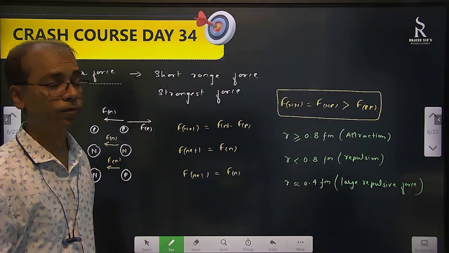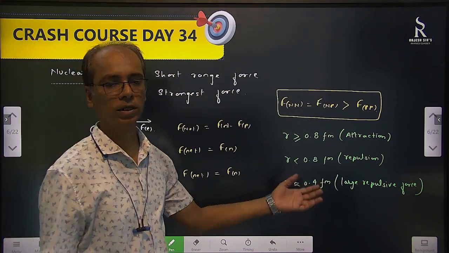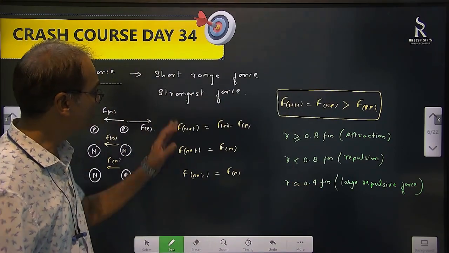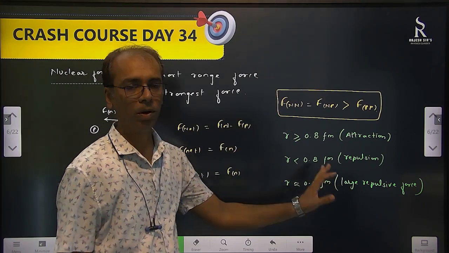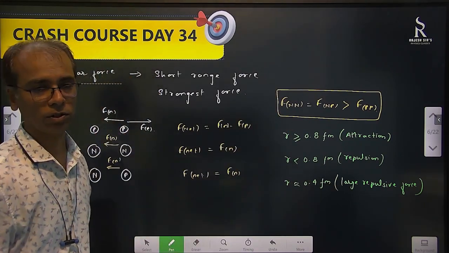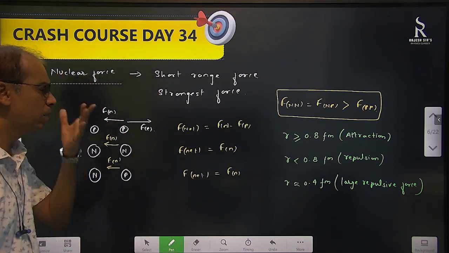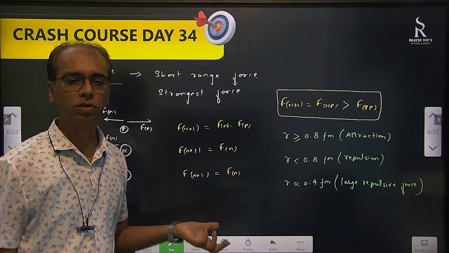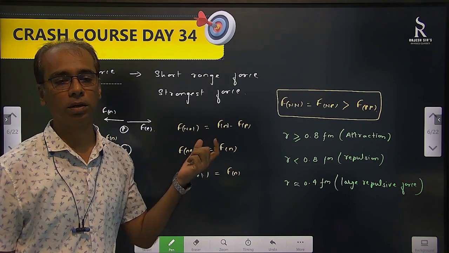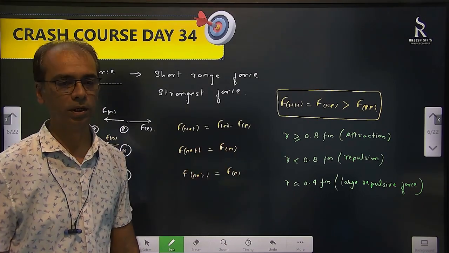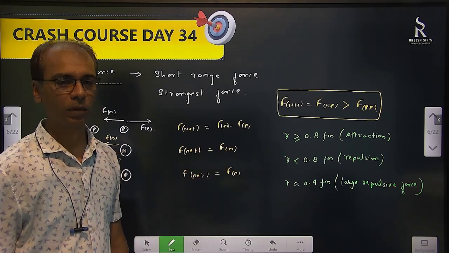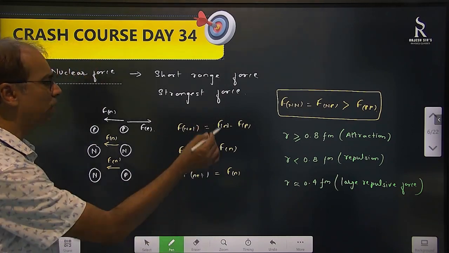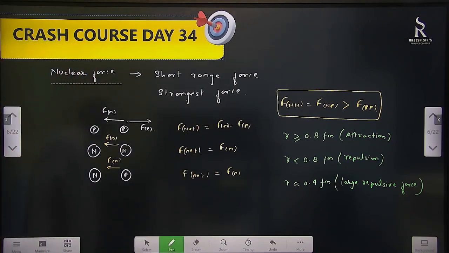Large repulsive force. Fermi means 10 to the power minus 15. Okay, so this is how it is. This is what we know about nuclear force as such. And what is the range of our nucleus also? Nucleus radius is also 10 to the power minus 15 meter range only, Fermi. Alright, this is about our nuclear force.